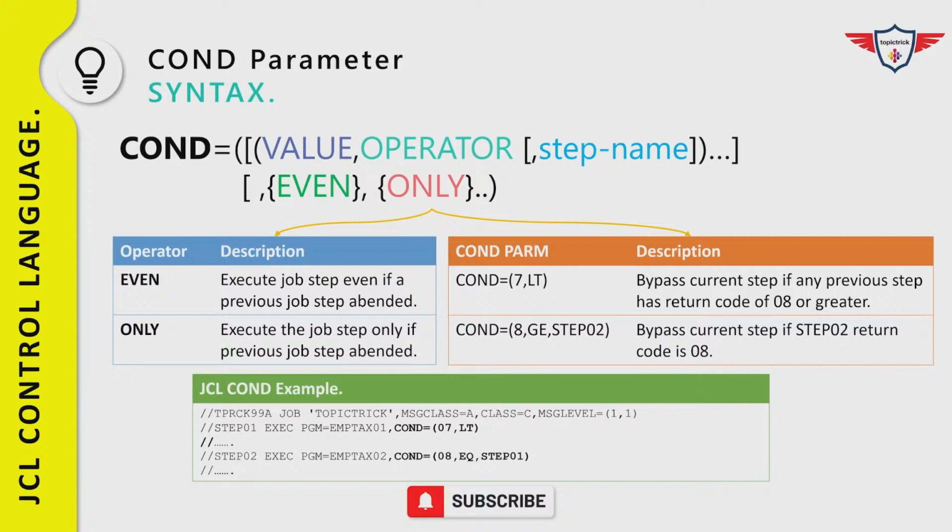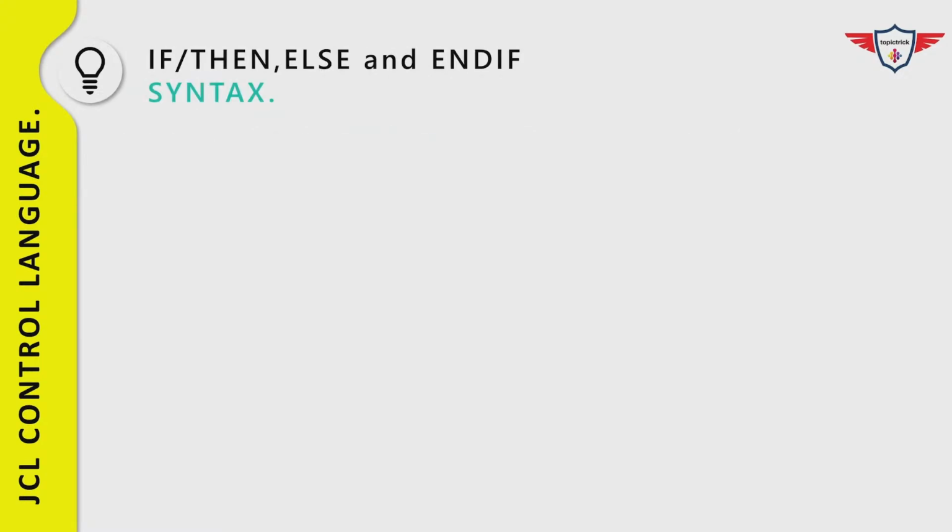During the initial days, the conditional parameters were the only option for conditional processing of the JCL. But because it is awkward and confusing for programmers, later versions of the operating system added 3 JCL statements that work together for the purpose of conditional processing. And these statements are IF THEN, ELSE, and ENDIF.